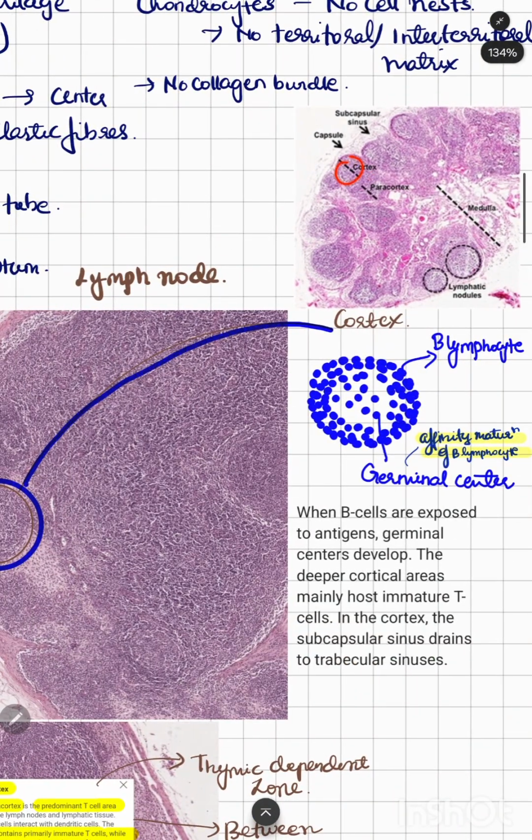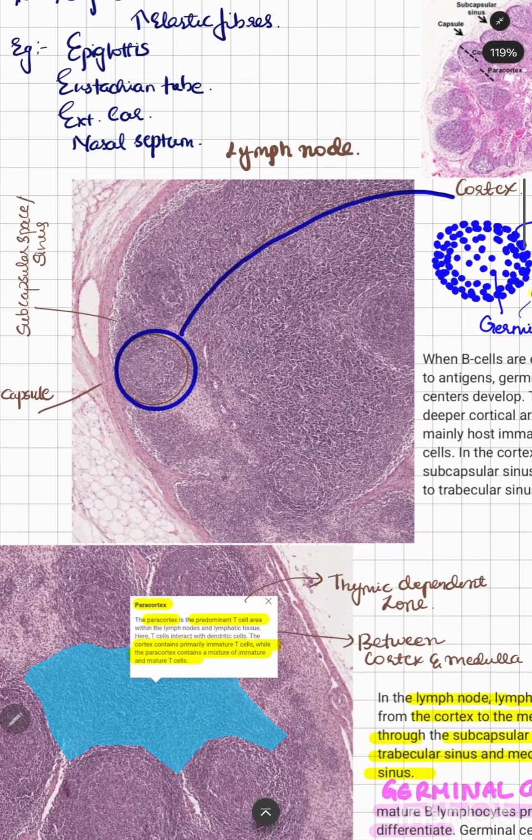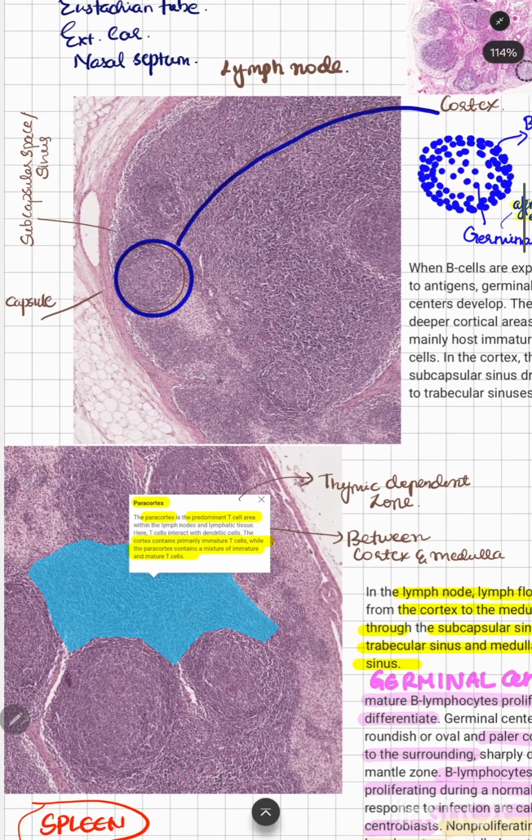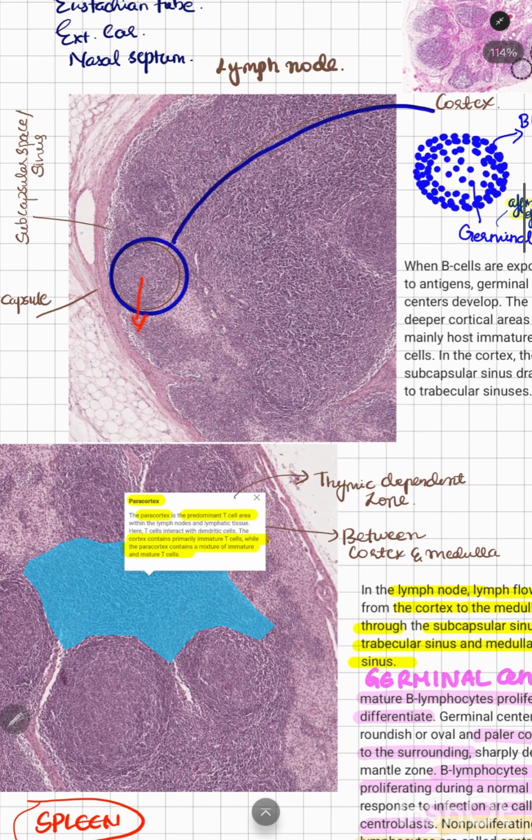You'll be having cortex, medulla, and in between cortex and medulla there is paracortex. Okay, so the central part of the cortex is the germinal center, which is paler when compared to surrounding tissue. This germinal center develops whenever our body is exposed to antigens. So it consists of mature B lymphocytes, right?